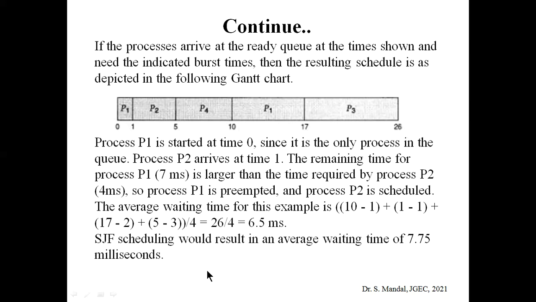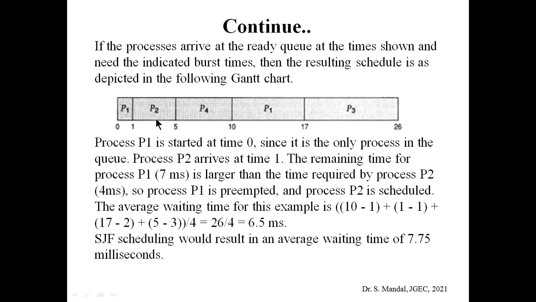So how can we calculate the waiting time? Initially the P1 process got the CPU at 0 milliseconds, but after 1 millisecond the CPU was assigned to the P2 process, and after 10 milliseconds P1 got it again. So the waiting time for the P1 process is 10 minus 1, that means 9 milliseconds.